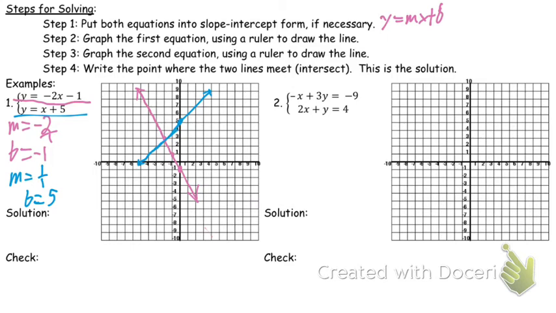Okay, so what's my solution, guys? Where do they intersect? 3. Negative 2, 3. Negative 2, comma 3. Remember, we always do the x first, so the left and right first, and then we do the up or down, the y, okay? Now, for slope, it's rise over run.